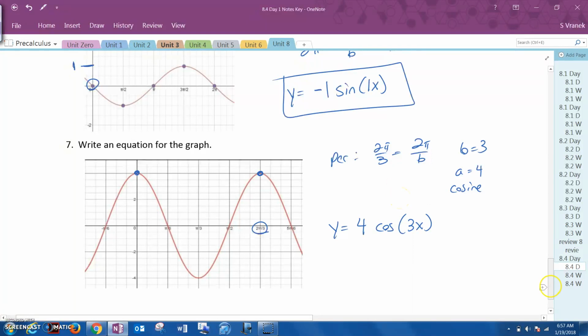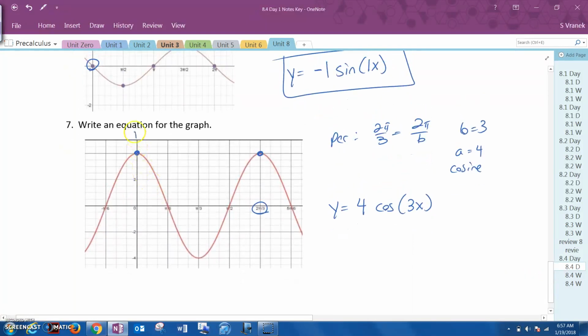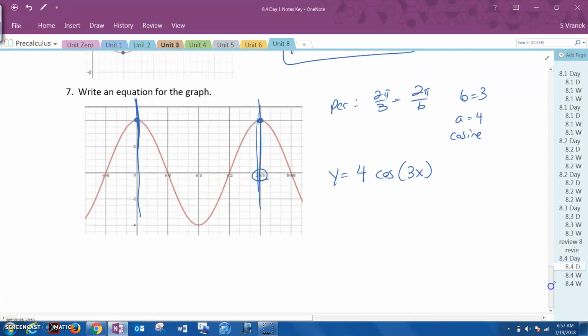So that's how you write the equations off of a graph. You figure out one complete cycle, which would be from here to here. That's one period. And then go from there. And that's how you graph sine and cosine with only vertical stretches, compression, and horizontal, which would give us the period. And that's it. I will see you guys later.